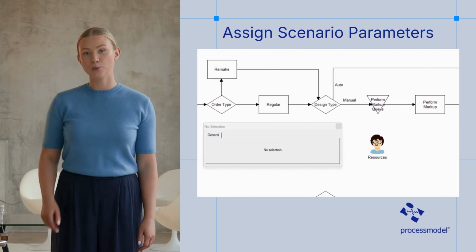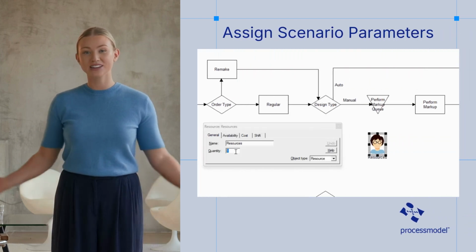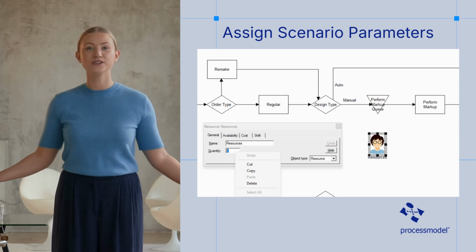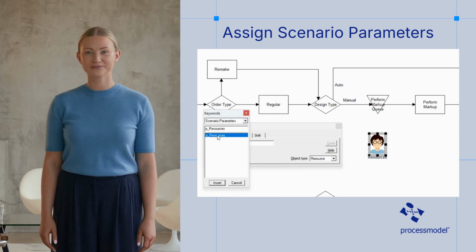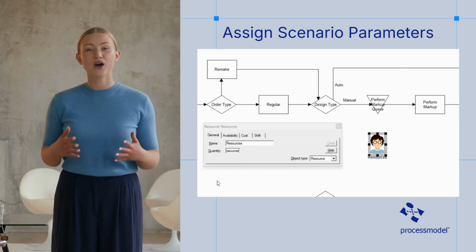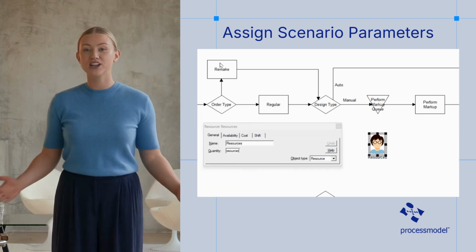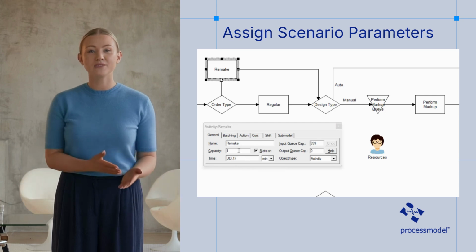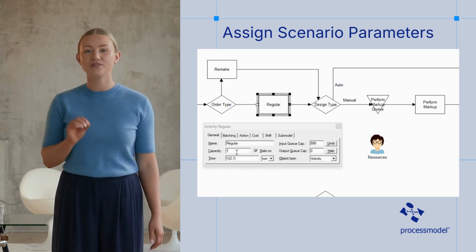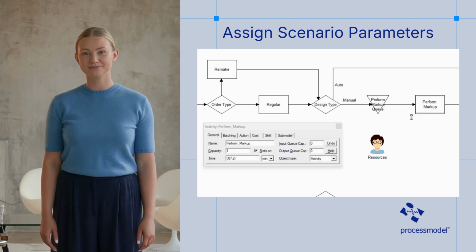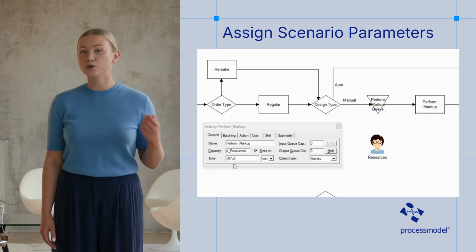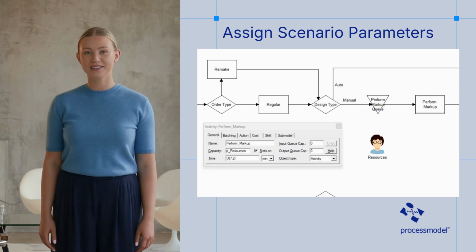Now put the parameter to work. Enter its name in the model wherever you used to have a static number. This is the ultimate efficiency hack. By changing this one parameter, you can simultaneously update the capacity of every workstation in the building. It's like having a master remote control for your entire operation.